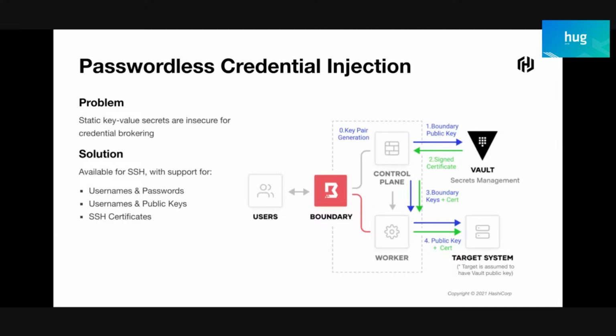This diagram just illustrates this process. Boundary injects SSH certificates from Vault into the target system without exposing a password. Today, in the demo, I can show you that a little bit more. But basically, Vault handles all of those certificates, and Boundary just asks you for a certain target identifier, that kind of information, and then it will let you in if you're the right person to get in.